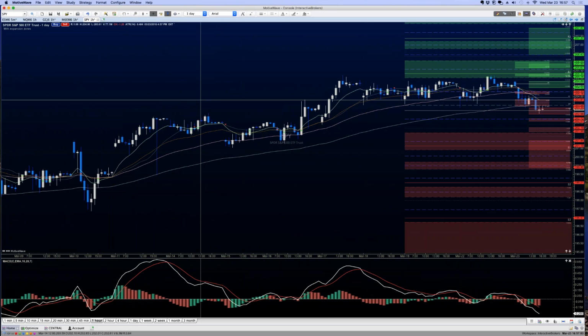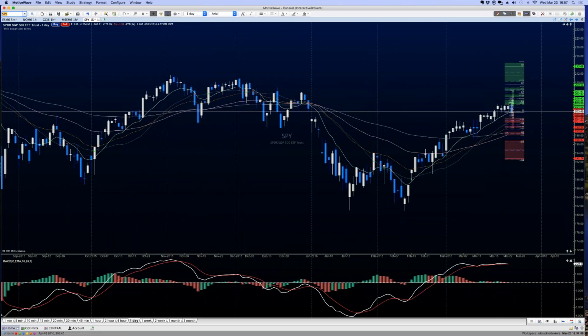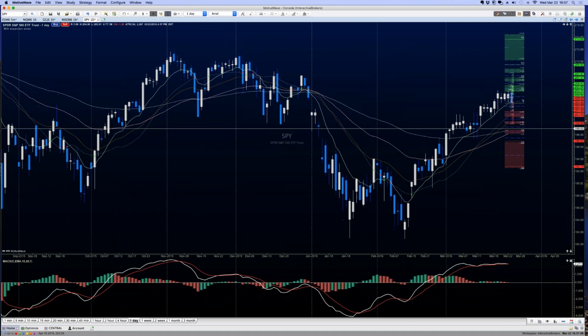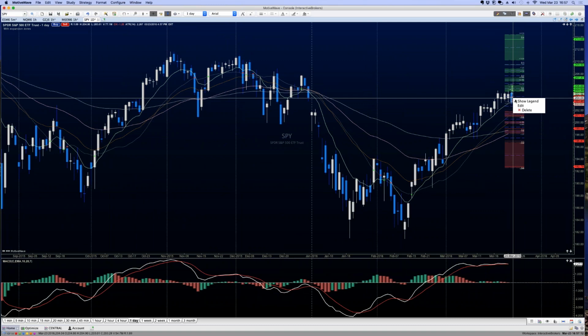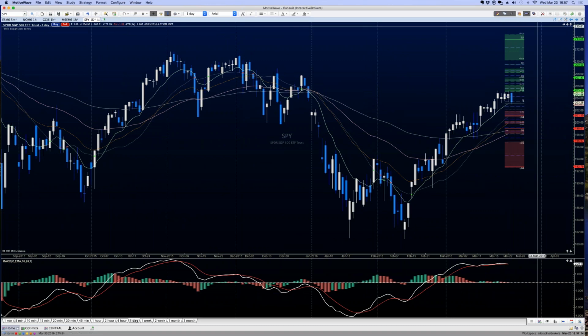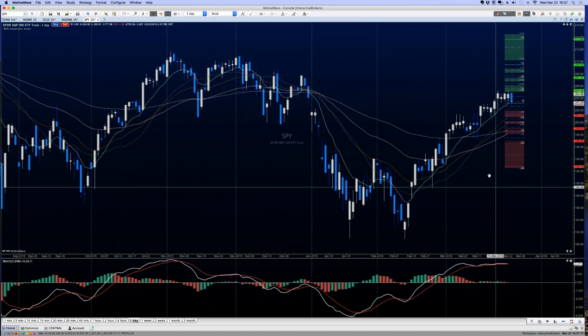So we'll look at a daily and we'll see where this chart actually is in this space. Let's delete all these intraday fib zones. We'll leave the weeklies sitting up here. We can see these weeklies event.